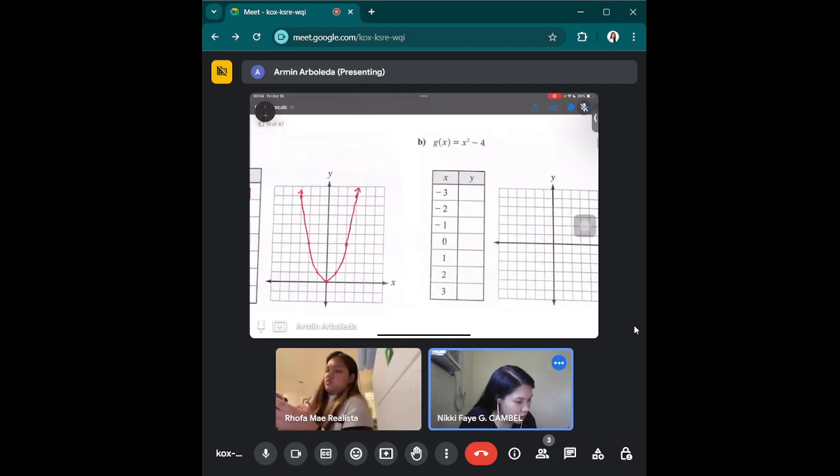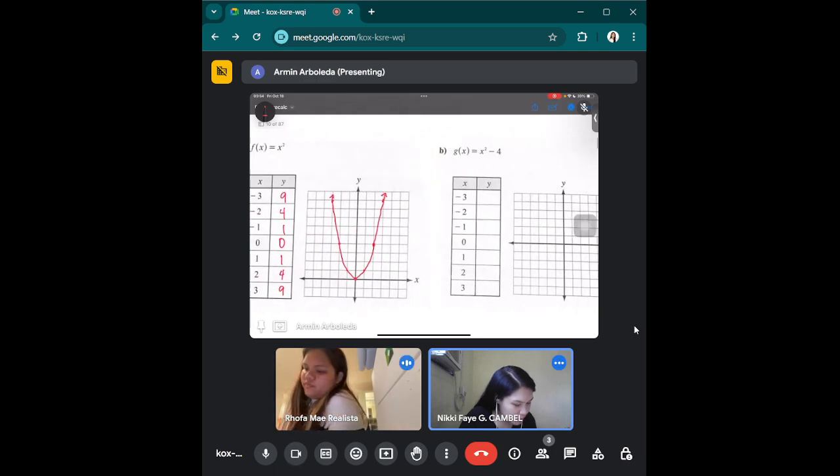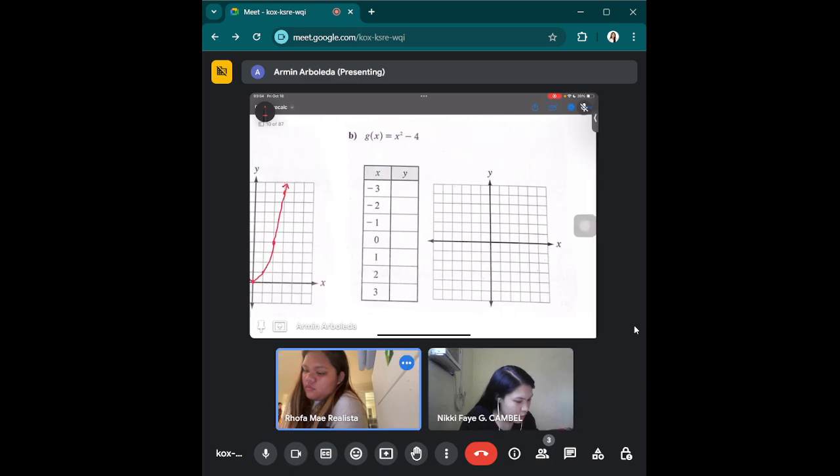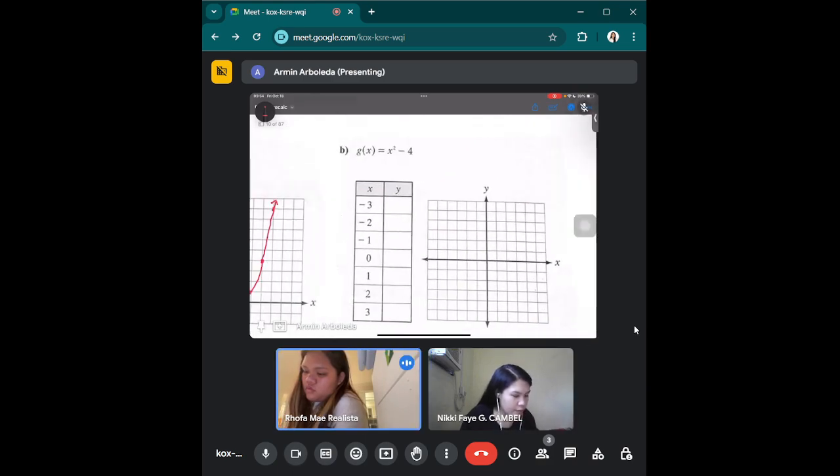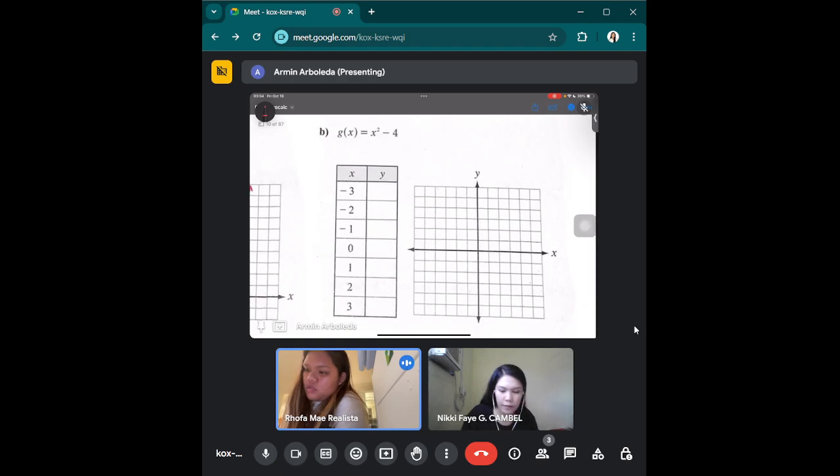So, do the same thing. Input equation. Are you putting 7? 9? Is it 9? Wait. X squared minus 4. Y is equal to x squared minus 4.